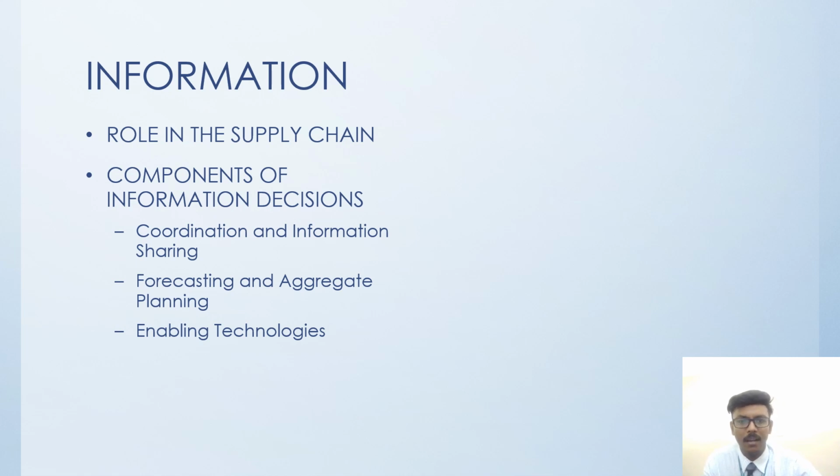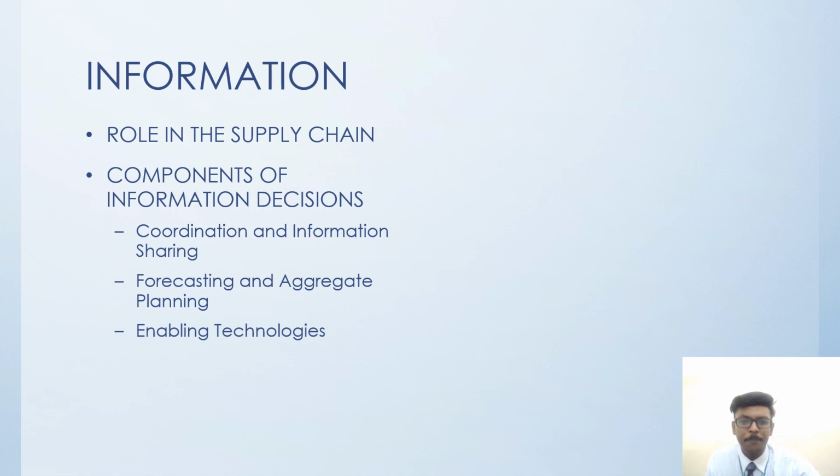Okay, then we'll see the components of information decisions. We have coordination and information sharing, forecasting and aggregate planning, and enabling technology. Coordination and information sharing: at all stages we are going to get information, right? The information should be passed to the intended people like the manager or factory manager. We need to update the information then and there, isn't it? So that they can take wise decisions in order to get better supply chain management. So coordination and information sharing is a very important factor.